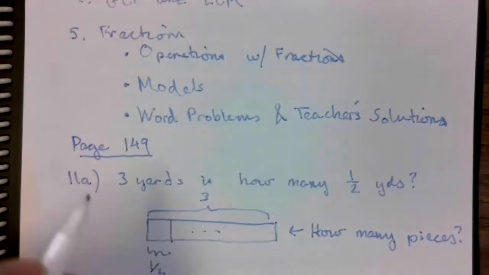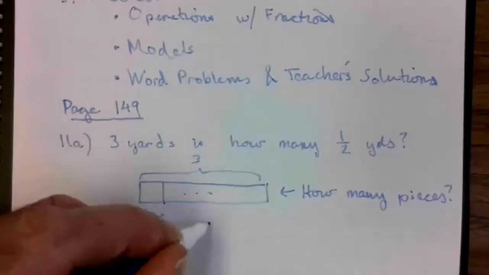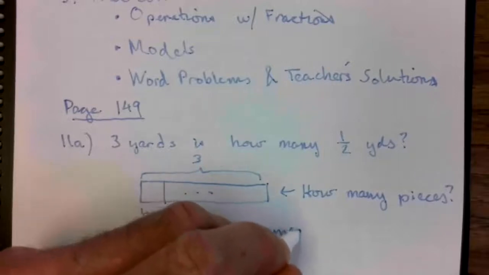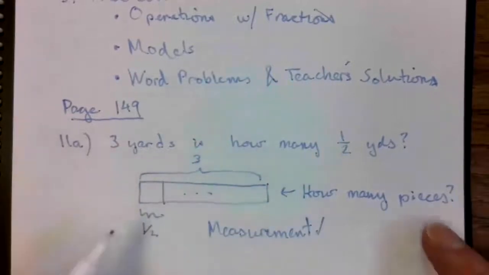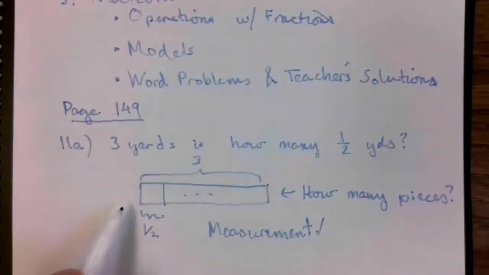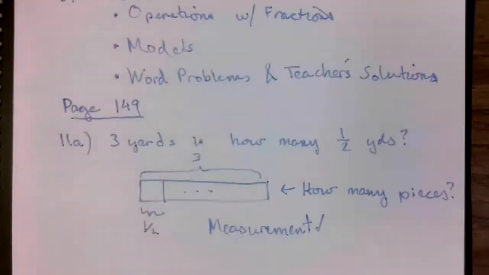All right. So that tells us whether we're dealing with measurement or partitive division. Which one do we have? Measurement. Okay. We know how big the pieces are. The pieces are all half a yard. We want to know how many pieces there are. Okay, let's do another one.